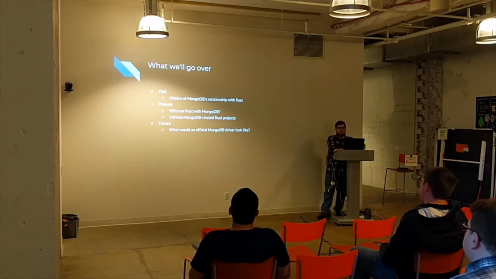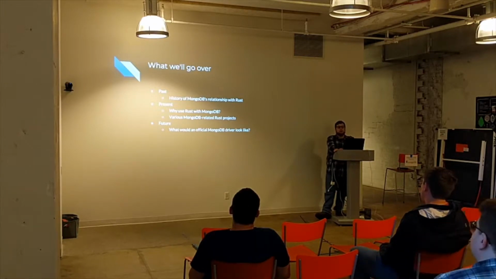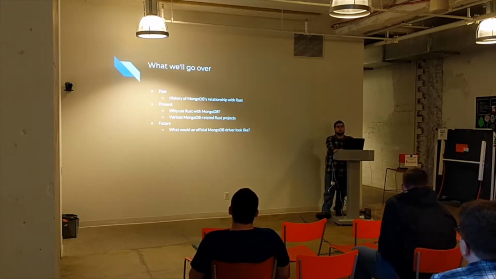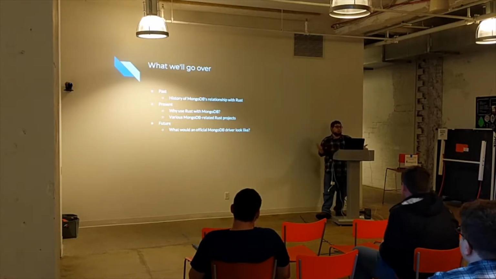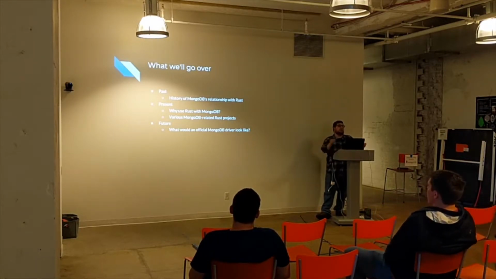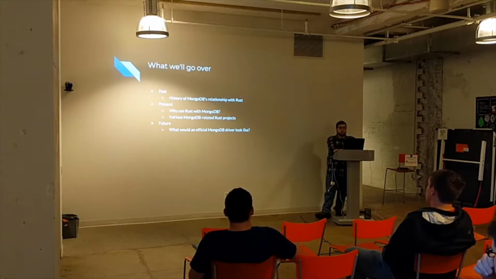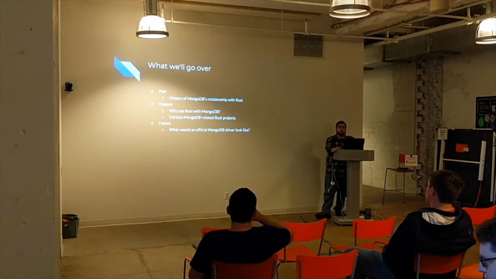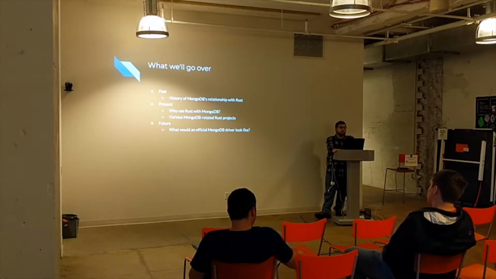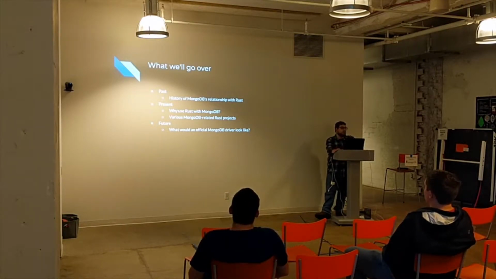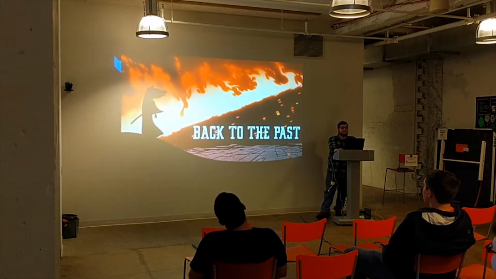What we're going to go over is a kind of past, present, future thing. First, we're going to talk about the history of the relationship of MongoDB with Rust. When did we start writing the driver? Is this the first time we decided to write the driver? How did that happen? In the present, we're going to talk about why I think Rust is a good choice for using with MongoDB. I'm also going to have a quick slide talking about various projects I found online of people using MongoDB with Rust. And the future is kind of a hypothetical: if MongoDB did an official Rust driver, what would that look like? We'll start by going back to the past.